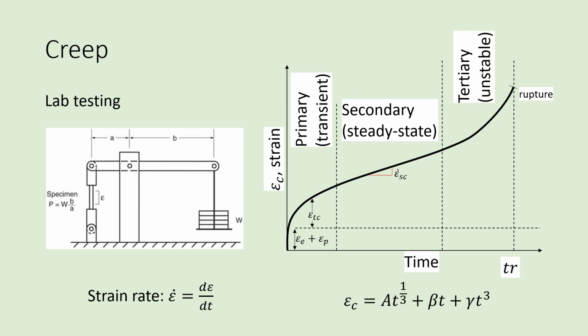A number of empirical equations have been proposed to describe the time-dependent behavior of creep strain, epsilon sub c. One is shown here, where A, beta, and gamma are constants. You do not need to worry about these equations for the test, but you should be aware that equations like these exist.